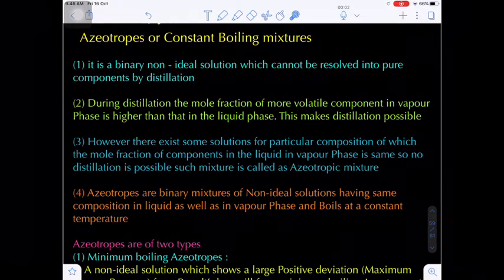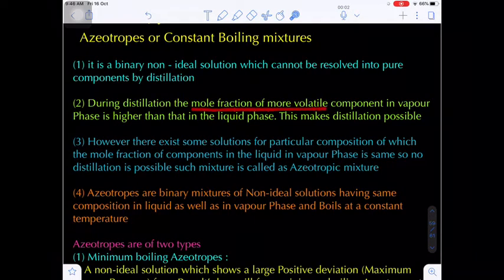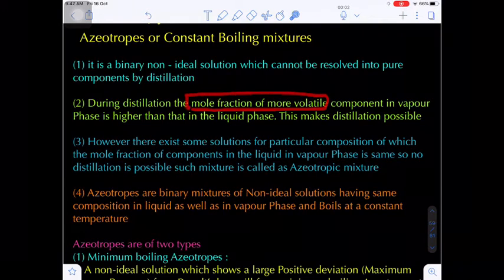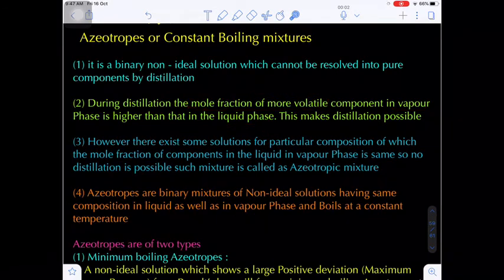Okay. Now here, suppose in an ideal solution two components A and B are present. In an ideal solution we can separate the two components with the help of the distillation phenomenon, which we will discuss in the next class. Okay. Now during the distillation, what happens? The component which is more volatile has more mole fraction in the vapor phase than in the liquid phase.